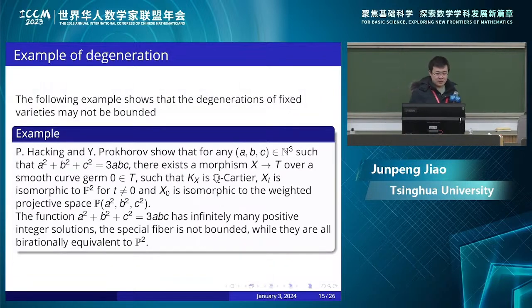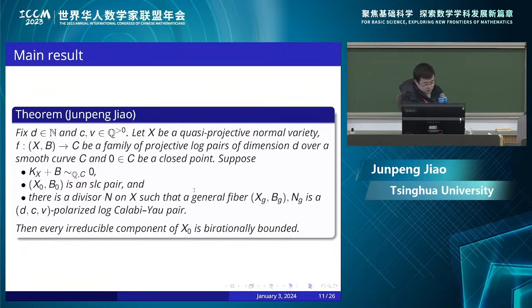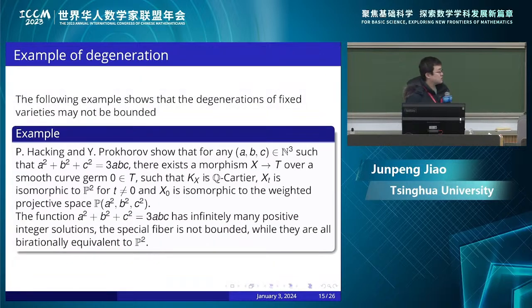Okay, we can also notice that the main result is that every irreducible component is birationally bounded. So it is natural to ask if we can replace this birational boundedness with boundedness. But unluckily, it is not true, because we have the following counterexample. That is, the degenerations of Fano varieties may not be bounded.